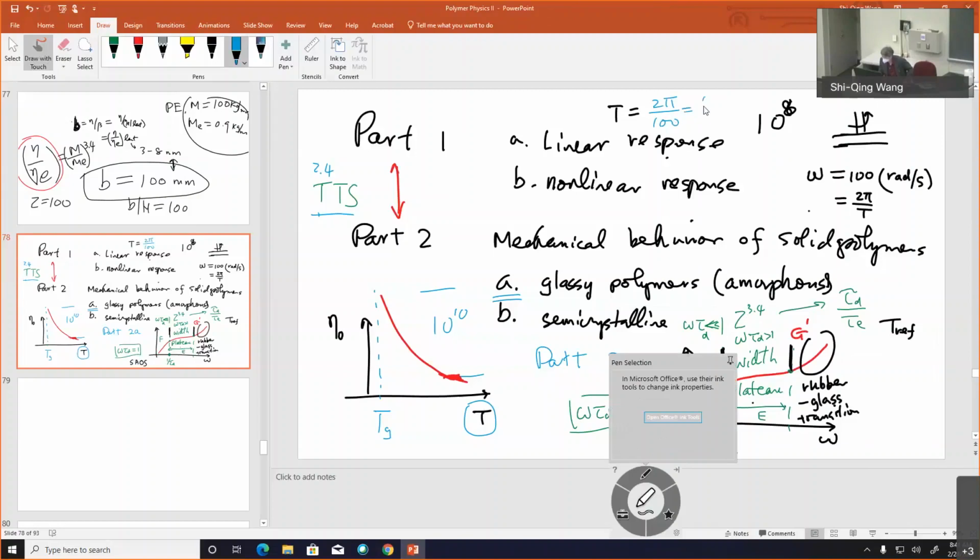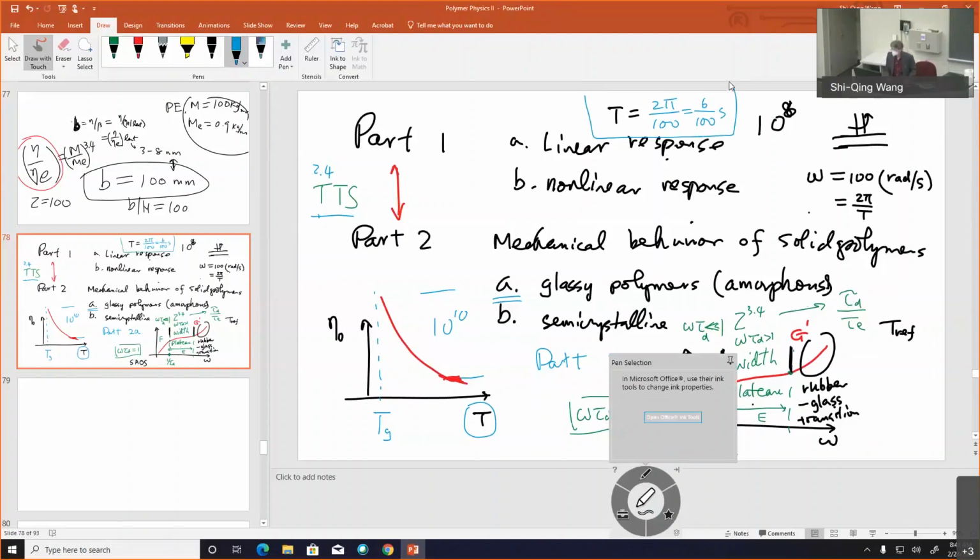So that's 6 over 100 seconds. To complete one cycle, it's 6 over 100 seconds. That's as fast as you can oscillate. Translating to omega, we say that omega is 100.